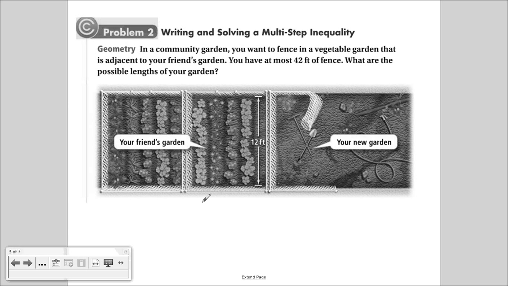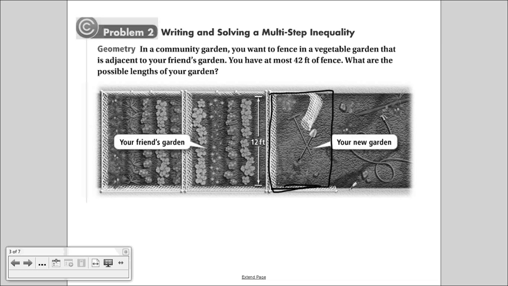Let's apply this to a word problem. In a community garden, you want to fence in a vegetable garden. So community garden is where like a lot of people can come and do their own little garden. And you want it to be adjacent to your friend's garden. Adjacent just means next to. You have at most 42 feet of fence. So you want to fence this in, but you only have 42 feet of fence. What are the possible lengths of your garden? So we're talking, what's the possible, how long can you make it?